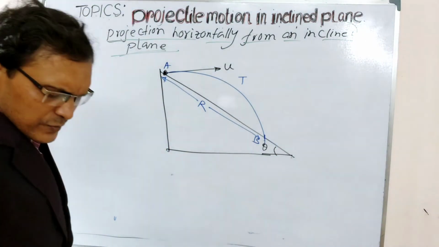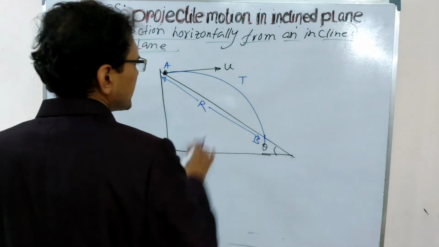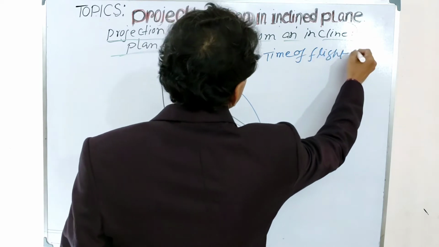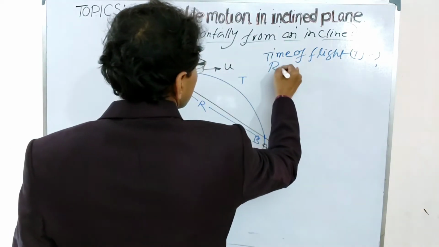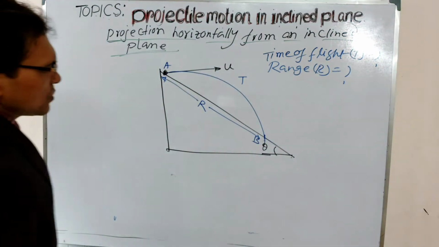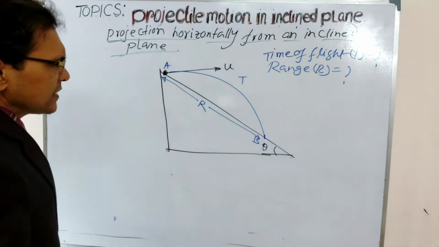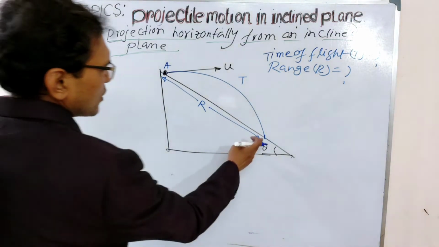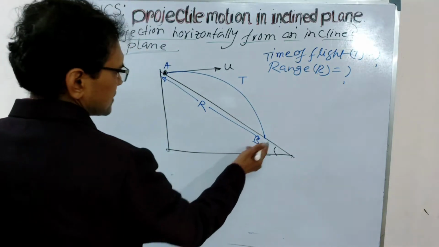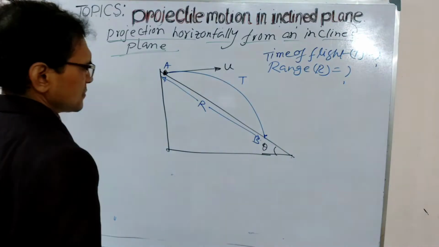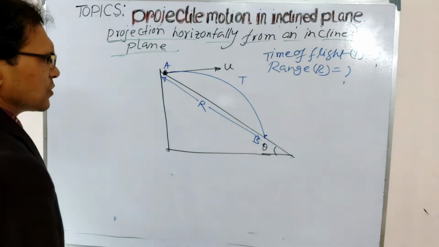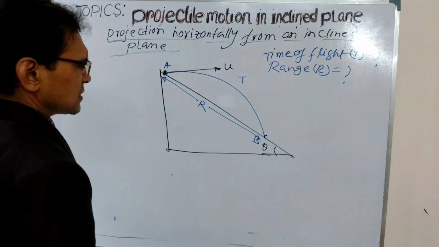Here also we find the time of flight and range. Also, now one condition. We also find the most important condition: what is the condition to strike the plane vertically, that is, perpendicularly. It is not perpendicularly.